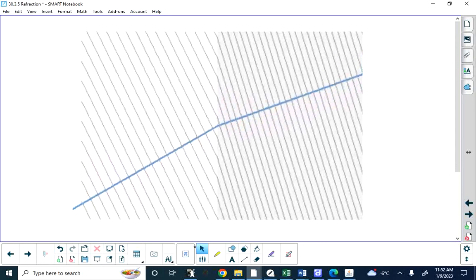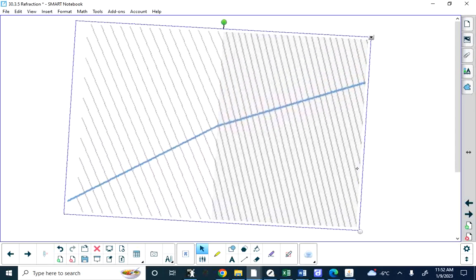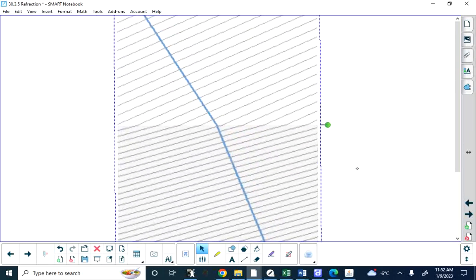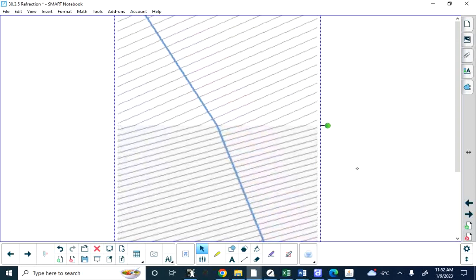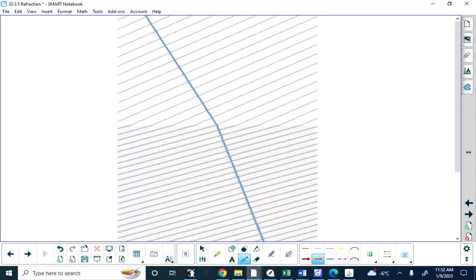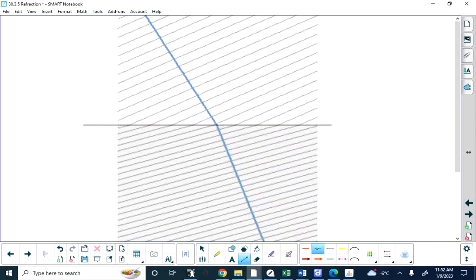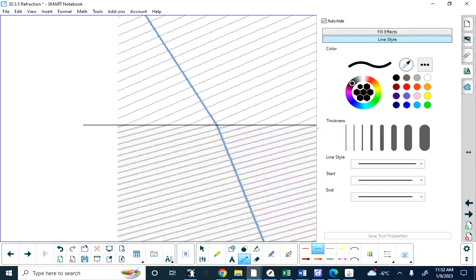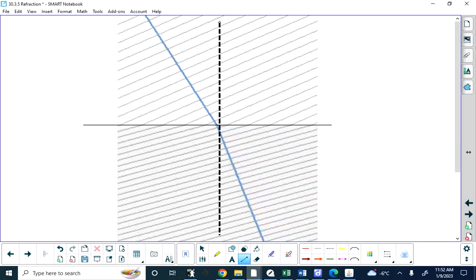Now, I'm going to actually rotate it so it matches what we have. And I'm going to put in a normal line. Well, here's my boundary. And here is my normal line. Make this a little thicker. Here is my normal line.